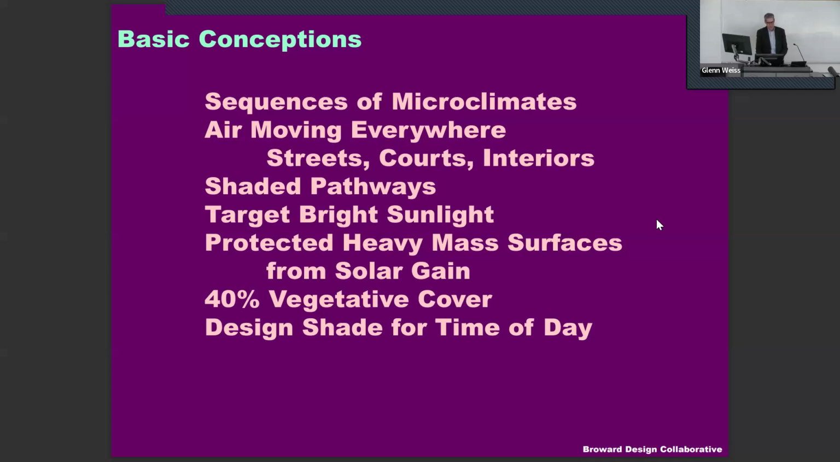Of course, you have to protect heavy mass services from solar gain, using whatever tricks you can imagine. For this particular exercise, I set as a goal a 40% vegetative cover. That can be green roofs plus trees on the street, whatever that is, in order to get to 40%. That was just my estimate, and it has been used in other designs. And then finally, you need to shade for the time of day.